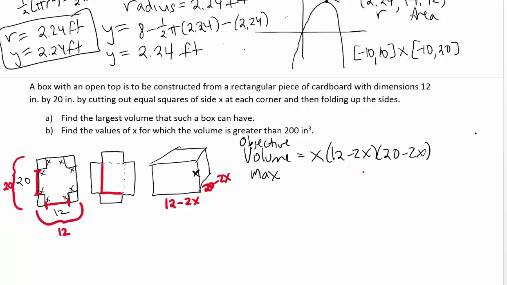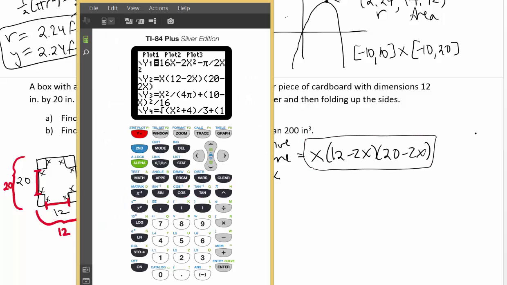So we're going to go to our y equals, and we're going to type this function into our y equals. So if we arrow down here, I'm going to turn off this first graph, and I'm going to go down and turn on the second one. So here's my function, x times 12 minus 2x times 20 minus 2x. So we want to graph this, and we want to be able to see where the maximum volume occurs. And in order to do that, we're going to have to make sure that we get a good window so that we can see what's happening.